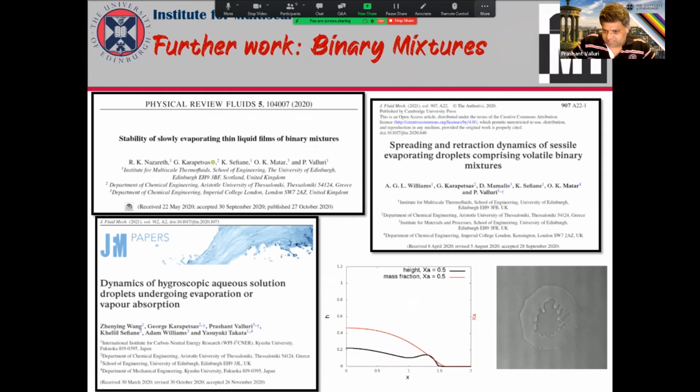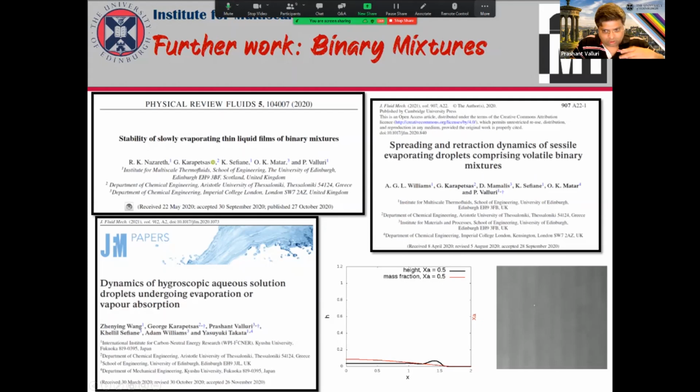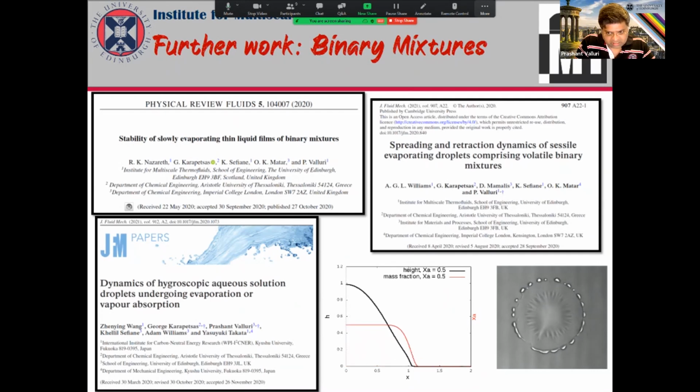you'll have this sudden development of these waves. And these waves can actually cause something called an octopus instability. So these are octopus instabilities that we are looking at. There is a combination of both thermocapillary as well as solutocapillary instabilities happening. So we've done this for ethanol-water.